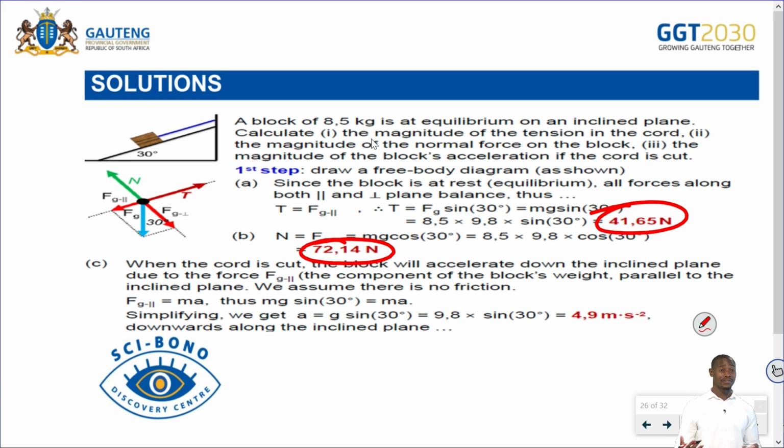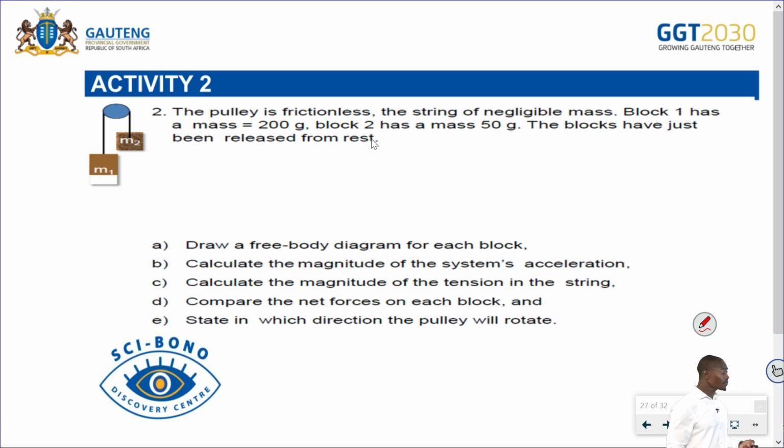Newton's first law: the object is at rest, being at equilibrium or stationary, or the object is moving at a constant velocity. That's when we are going to say F net is equal to 0. But when are we going to say F net equals ma? If an object is accelerating, right?